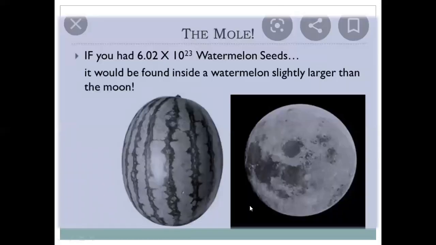You can also take this example. If you had 6.02 times 10 raised to the power 23 watermelon seeds, they would be found inside a watermelon slightly larger than the moon. That means if an Avogadro number of particles were present in a watermelon, the size of that watermelon would have to be about the size of the Earth. Just imagine how great this number is, that those seeds can only be accommodated in a watermelon of that size.